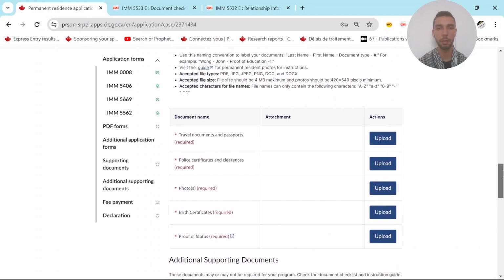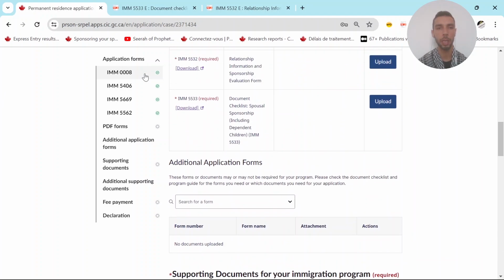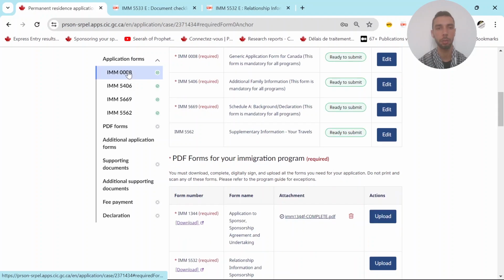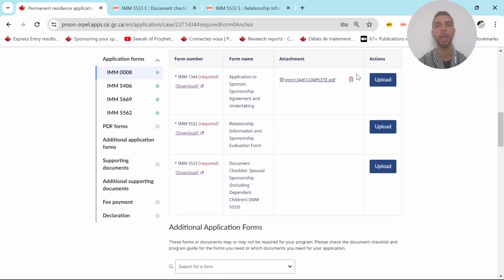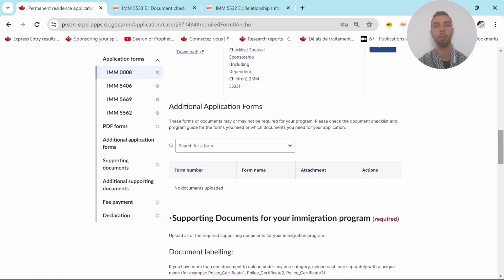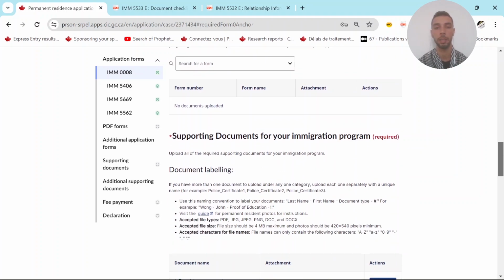So I know this is a lot, but make sure you follow the steps. First, you enter these mandatory forms, and then you enter the PDF forms and you sign them. And once you have the PDF forms filled, you download the IMM 5533 checklist and you follow along with all the forms and all the supporting documents in the checklist.